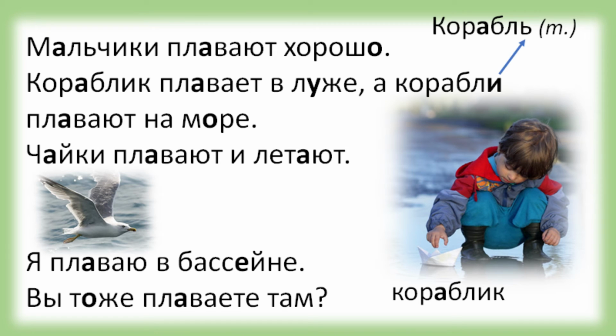Мальчики плавают хорошо. Boys swim well. Кораблик плавает в луже. A boat floats in a puddle. А корабли плавают на море. And ships sail on the sea. Чайки плавают и летают. Seagulls swim and fly.